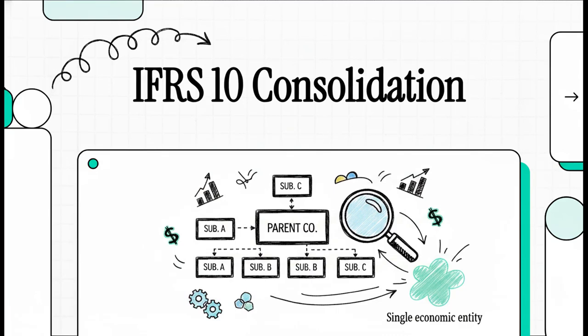All right, let's dive right into this explainer. If you've ever stared down a massive corporate structure, a parent company with a dozen different subsidiaries, the accounting can seem, well, completely overwhelming. How on earth do you make sense of it all? Today, we're going to cut through all that complexity and learn exactly how to present an entire corporate group as one single unified economic entity under IFRS 10. It's a pretty fascinating journey, so let's get into it.